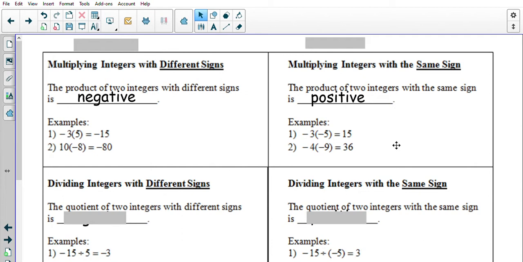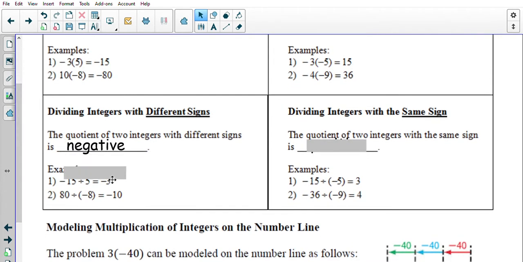Let's look at the rules for dividing integers. If we divide integers with different signs, our answer will be negative, just like it was for multiplying integers with different signs. So if I have something like -15 divided by 5, the signs are different. I take 15 divided by 5, and I know my solution will be negative. Because again, if I multiply or divide integers with different signs, my answer will be negative.